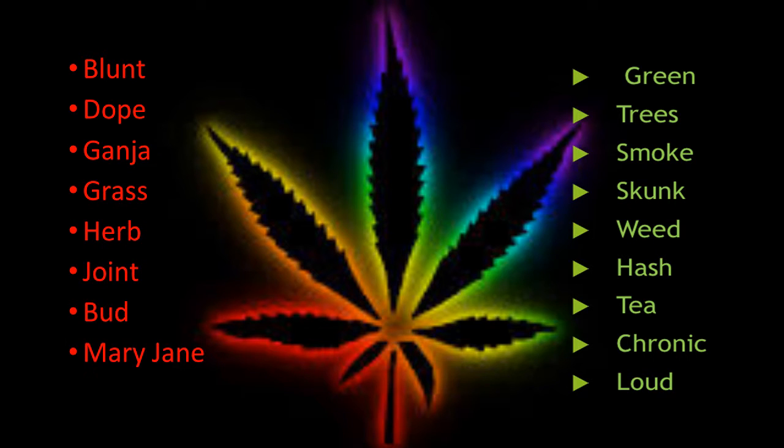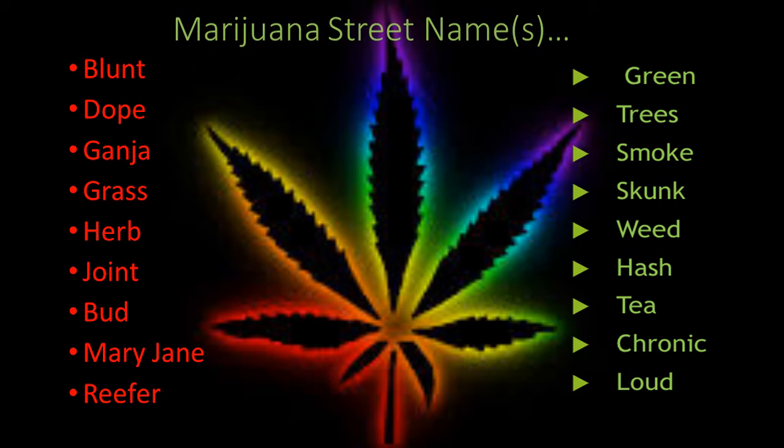Marijuana street names are blunt, dope, ganja, grass, herb, joint, bud, Mary Jane, reefer, green, trees, smoke, skunk, weed, hash, tea, chronic, and loud.